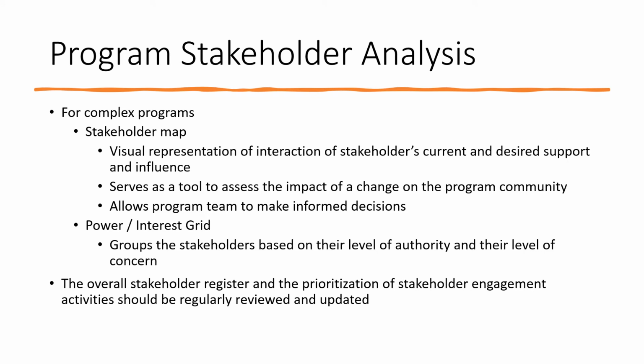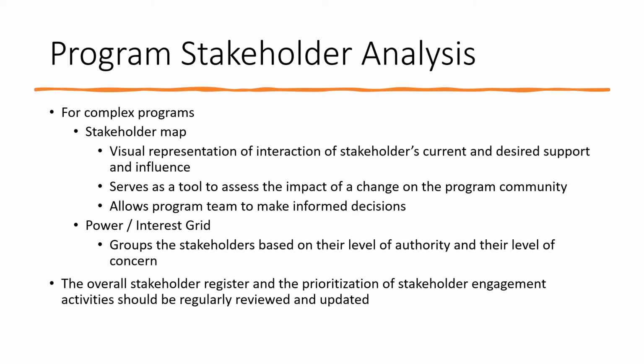There are a couple of options for a program manager to do the stakeholder analysis. One is the stakeholder map. It's widely used as a visual representation of the interaction of stakeholders, current and desired, support and influence. Based on support and influence, you can put together a stakeholder map as a visual representation. It serves as a tool to assess the impact of a change on the program community, and it allows the program team to make informed decisions. That is one of the reasons why we put together a stakeholder map.